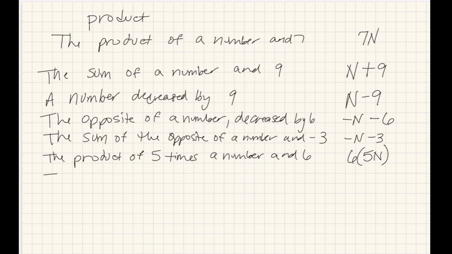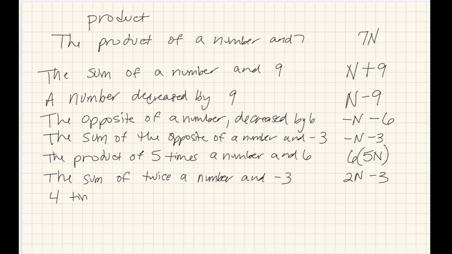Okay, here's one more. We have 3 more to go, so here's one of them. The sum of twice a number and -3. The sum of twice a number and -3. So that's 2 operations. You are going to do twice the number, so 2n, plus a -3 or just -3.